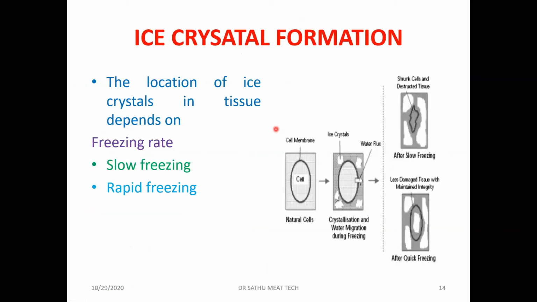So ice crystal formation we have already seen. In slow freezing, the ice crystals formed are large and mostly extracellular, because the freezing is at a slower rate. So first it will start at the outside and then move inside. In quick freezing, the crystals are mostly small and intracellular, so the disruption of the cell wall is less. You can see the cell shape is maintained, whereas here the cell shape is changed or the cell wall is broken.